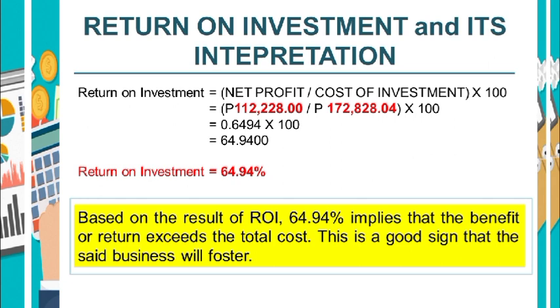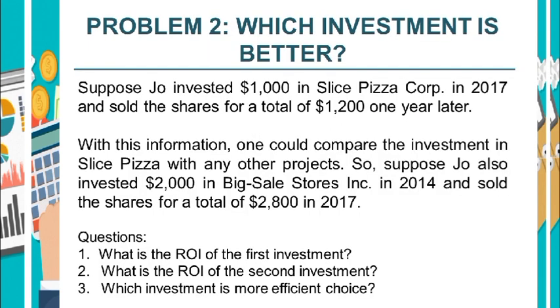Based on the result of ROI, 64.94% implies that the benefit or return exceeds the total cost. This is a good sign that the said business will flourish. And now let's proceed to problem 2.